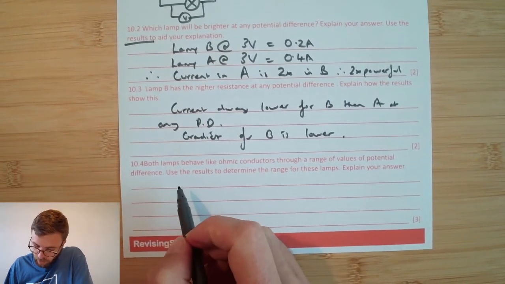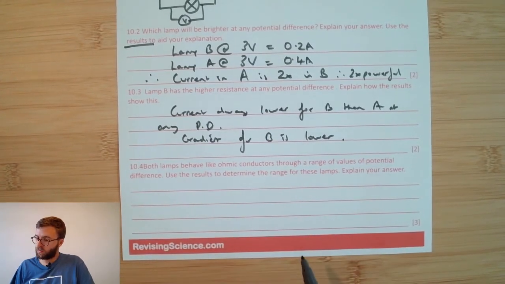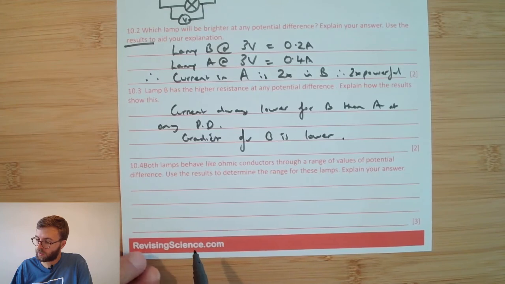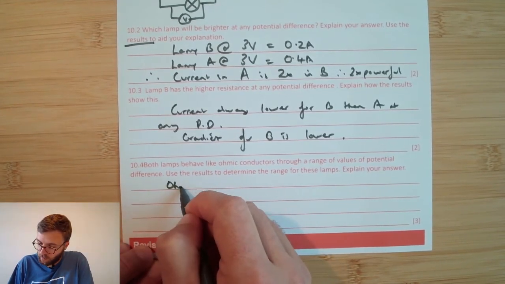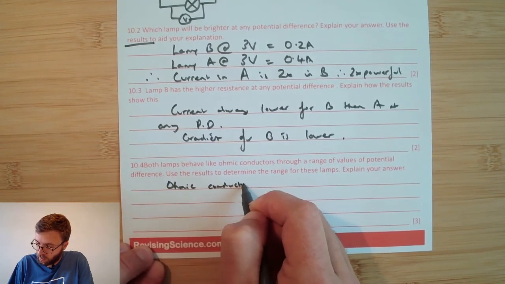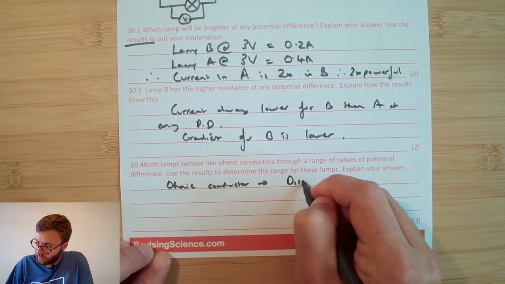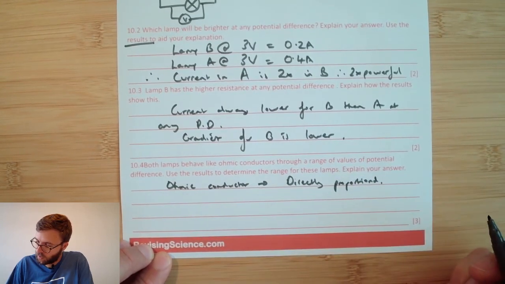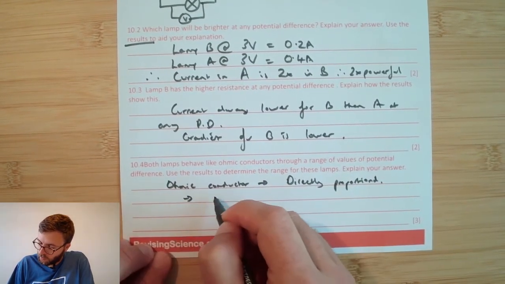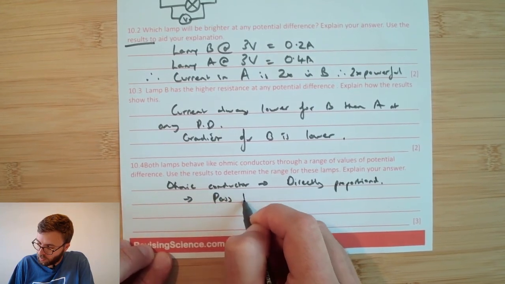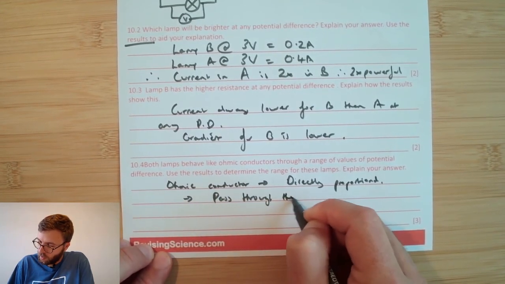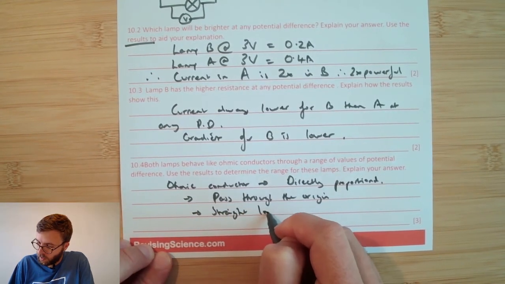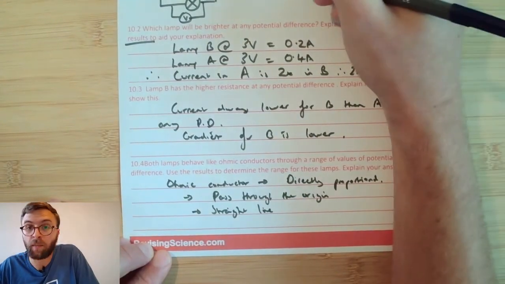And then finally, both lamps behave like ohmic conductors through a range of values of potential difference. Use the results to determine the range for these lamps and explain your answer. Well, if it's an ohmic conductor, the thing that we know about an ohmic conductor is that the relationship between potential difference and current is directly proportional. And if it's directly proportional, then we know 2 things: that it passes through the origin, and it's a straight line. So we're looking for the points where it's a straight line and passing through the origin.